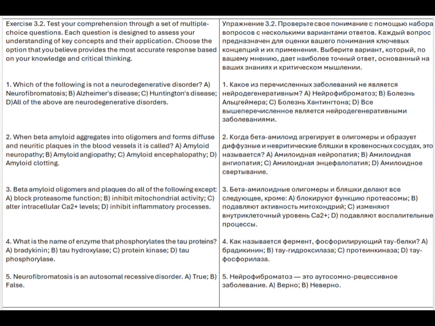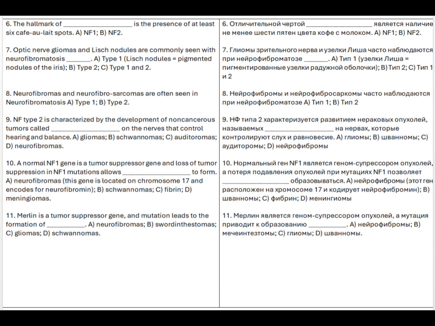5. Neurofibromatosis is an autosomal recessive disorder. A. True B. False. 6. The hallmark of is the presence of at least 6 café au lait spots. A. NF1 B. NF2. 7. Optic nerve gliomas and Lisch nodules are commonly seen with neurofibromatosis. A. Type 1, Lisch nodules equals pigmented nodules of the iris. B. Type 2 C. Type 1 and 2.